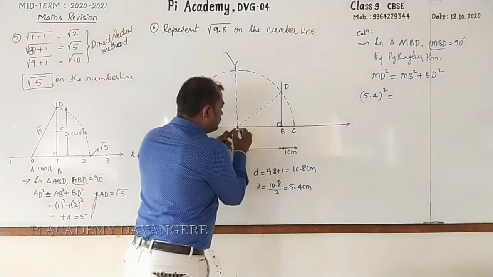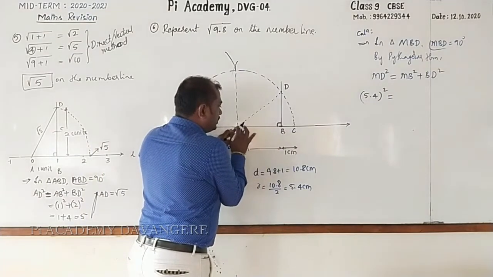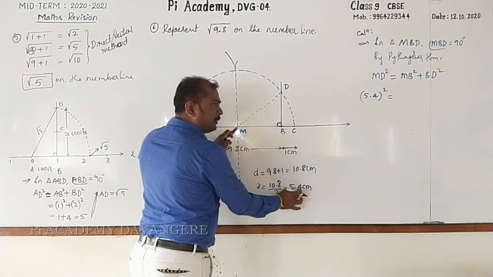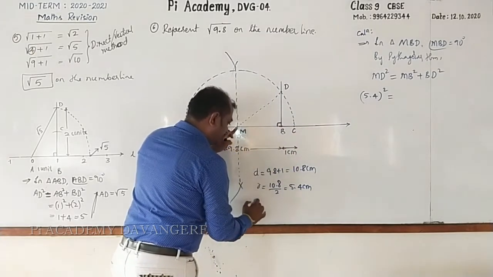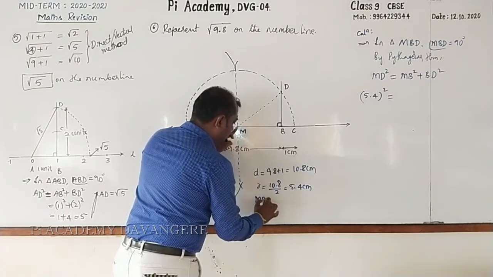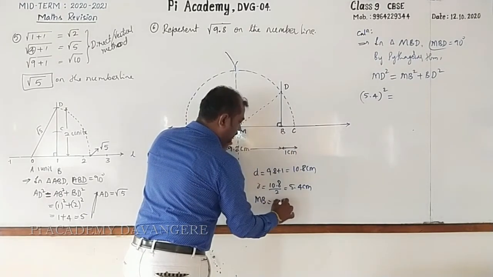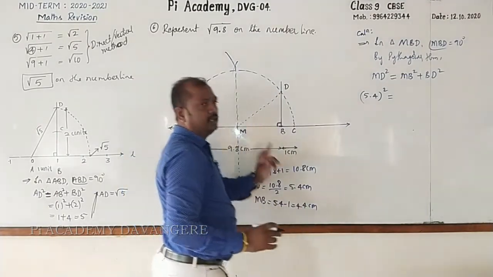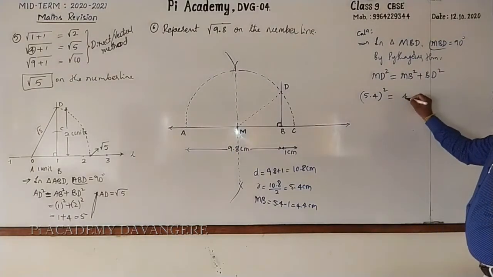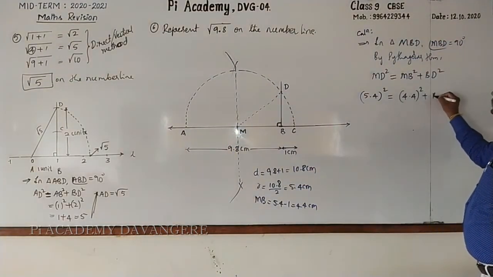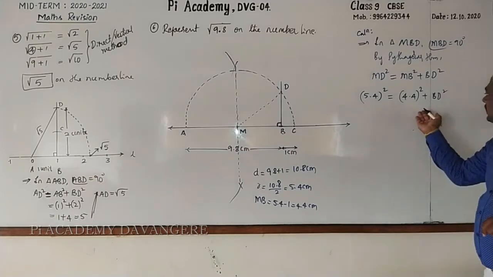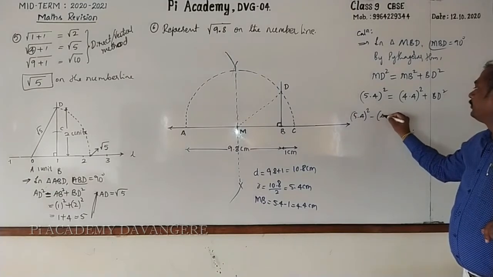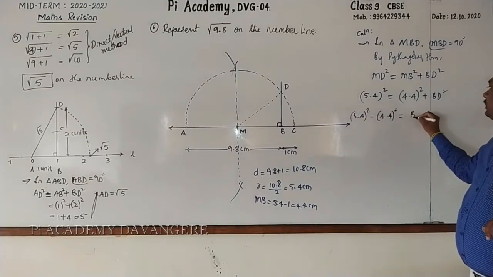MB is how much? Look here. MB is MC minus BC, where MC is radius. Radius is 5.4 minus 1. Here I will write, MB is equal to 5.4 minus 1, it is 4.4 centimeter. MB is 4.4 centimeter, whole square plus BD square. Then transfer 4.4 square to the left hand side: 5.4 whole square minus 4.4 whole square is equal to BD square.